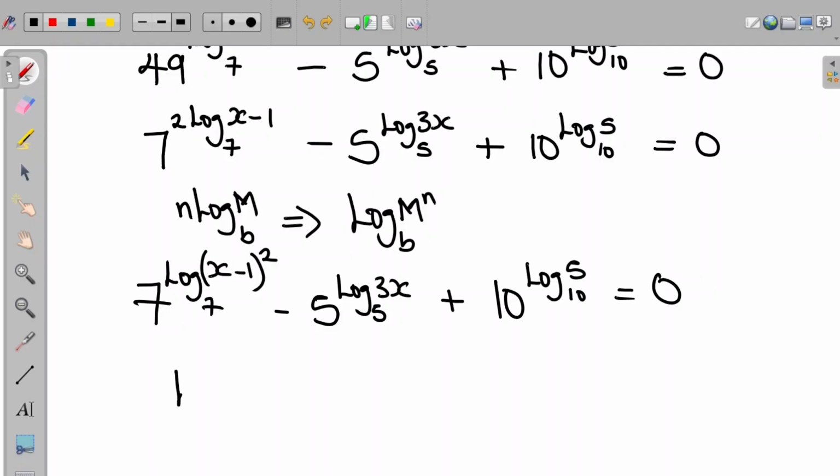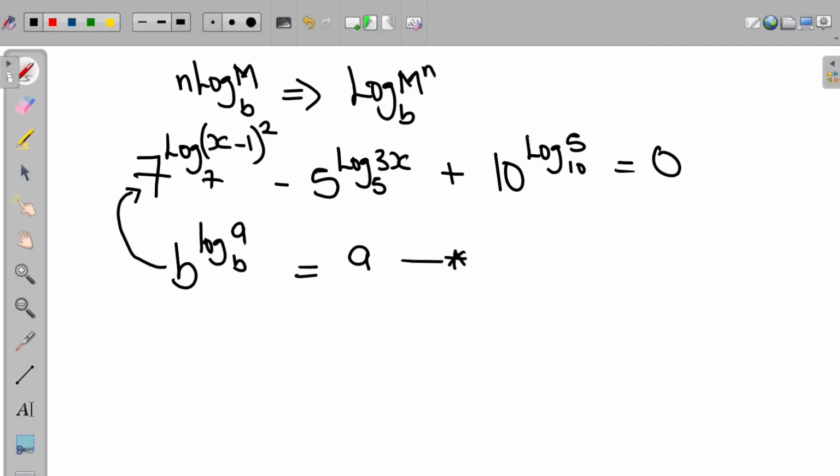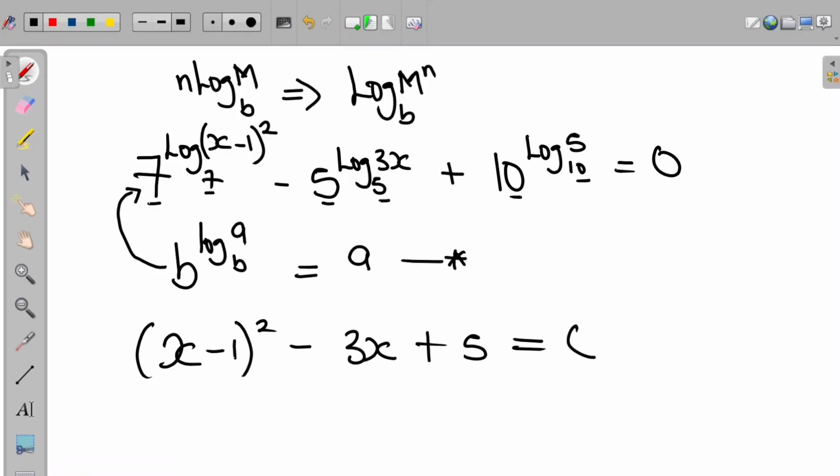Recall that b raised to the power of log of a to base b is equal to a. Now we will apply this law to our equation. We have 7 raised to the power of log in base 7, 5 raised to the power of log in base 5, and 10 raised to the power of log in base 10. So the equation reduces to x minus 1 all squared minus 3x plus 5 equal to 0.